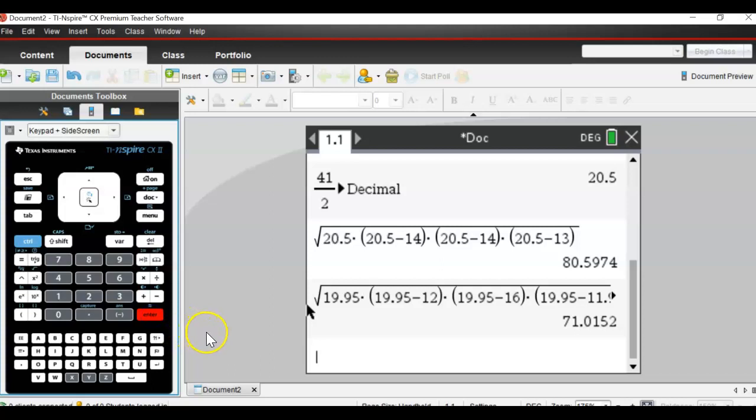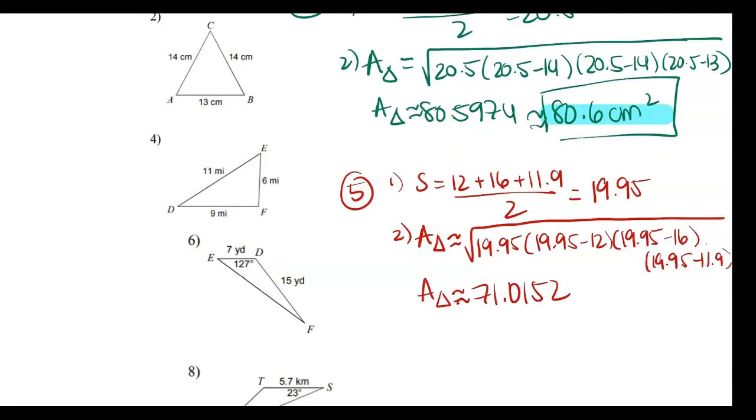So the area for this triangle is going to be approximately 71.0152. Make sure your answer looks just like mine. When I approximate this to the nearest tenths place, I'm going to make this 71.0. And this is going to be in square kilometers. That's my answer.